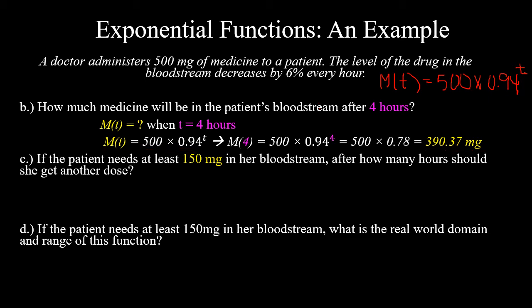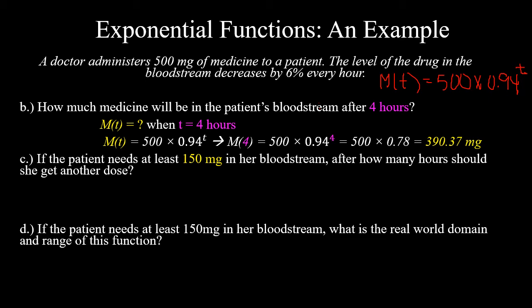Let's look at letter C. If the patient needs at least 150 milligrams in her bloodstream, after how many hours should she get another dose? So guys, again, this is the same kind of problem we've been dealing with. It's just a little bit disguised. I don't want these words "at least" to throw you off, to think that you have to be dealing with some sort of inequality. No. That just means that we need to figure out how long it's going to take for the amount of blood, or excuse me, the amount of medication in her blood to get down to 150.